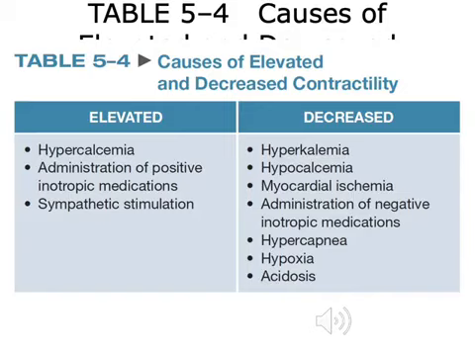المايكارديال اسكيميا it will decrease كمان الكونتراكتيليتي، إذا بنعطي نيجاتيف انوتروبكس ممكن كمان إنه decrease it. hypercapnia, hypoxia, acidosis, all these factors would decrease الكونتراكتيليتي. هلا الأشياء اللي it could increase الكونتراكتيليتي زي ما قلنا الهايبركالسيميا، administration لبوزيتيف انوتروبكس أو sympathetic stimulation.